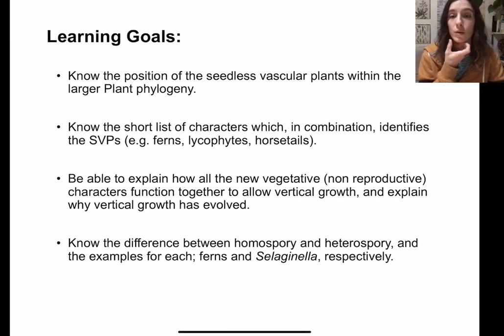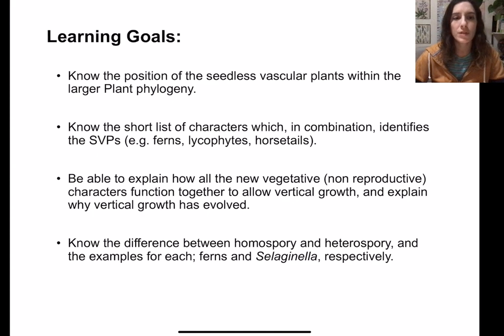So here are your learning goals. We're going to know the position of the seedless vascular plants within the larger plant phylogeny. We're going to know the short list of characters which, in combination, identify the seedless vascular plants, which are these three groups: the ferns, lycophytes, and horsetails. We're going to be able to explain how all of the new vegetative characters function together to allow vertical growth, and explain why vertical growth evolved. And by vegetative, I really just mean non-reproductive.